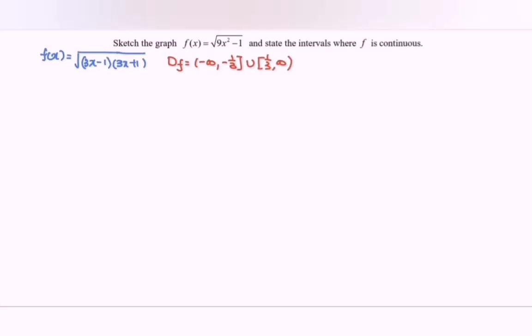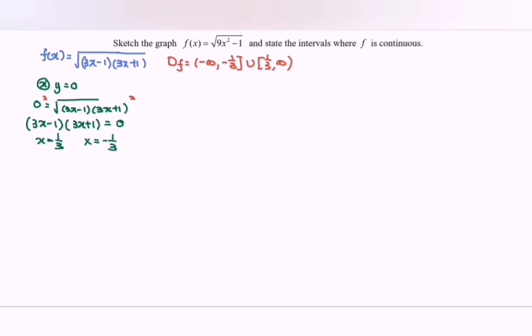Next, find the x and y intercepts. For the x-intercept, y is equal to 0. So kindly substitute: 0 equals the square root of (3x - 1)(3x + 1). We square both sides, then we have (3x - 1)(3x + 1) equals 0. So x equals 1/3, x equals negative 1/3. That is the x-intercept, where we have (1/3, 0) and (-1/3, 0).